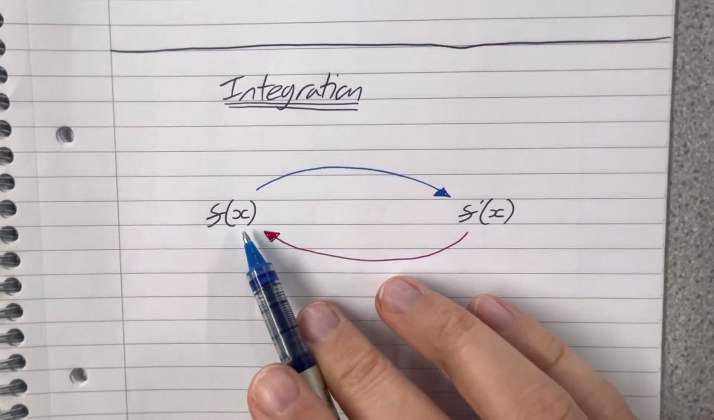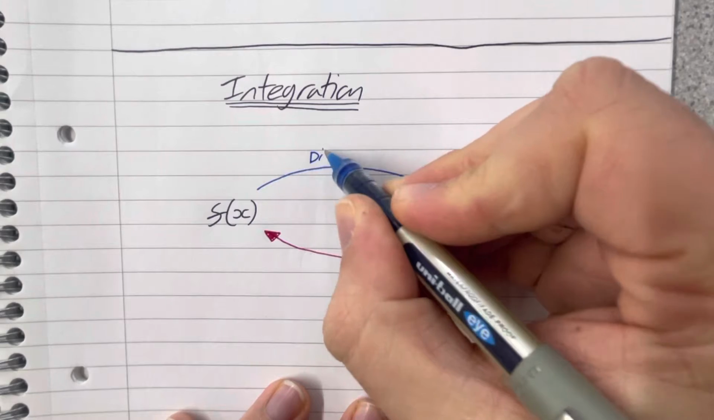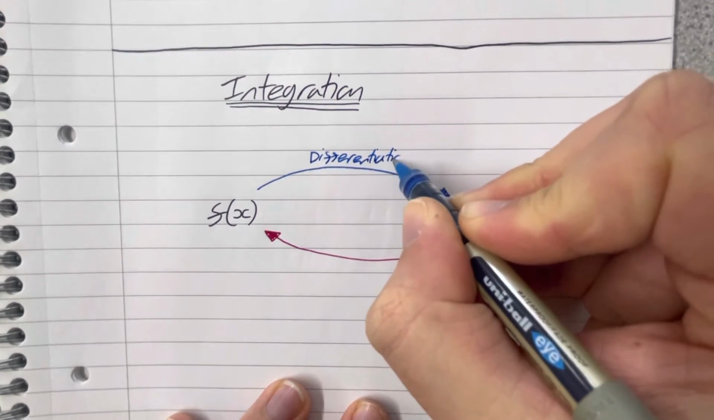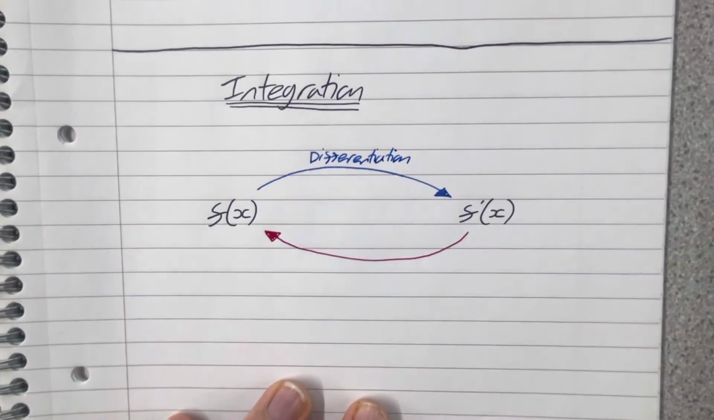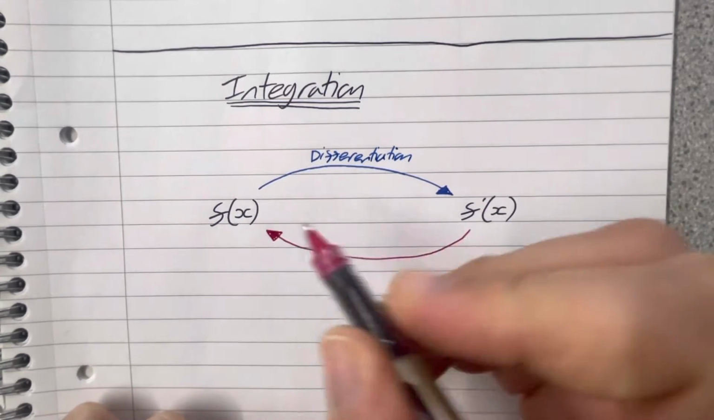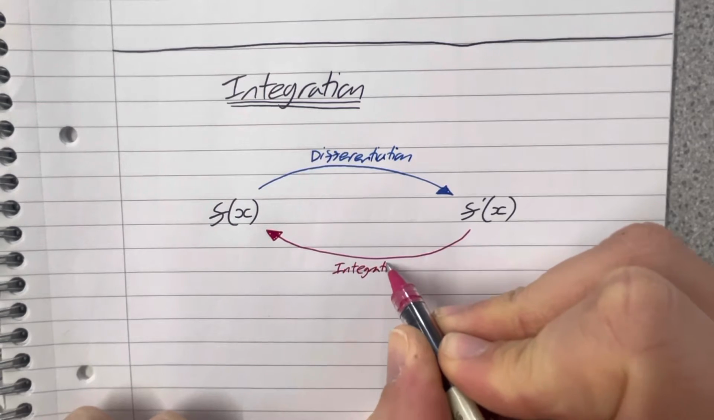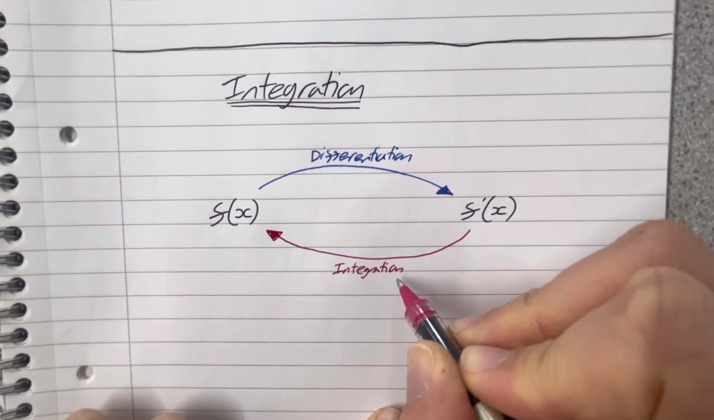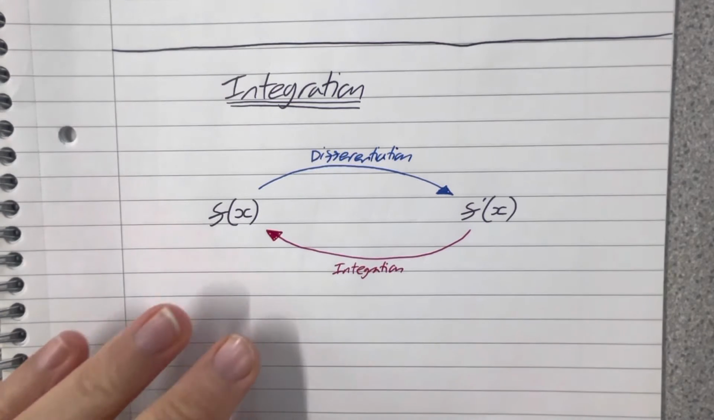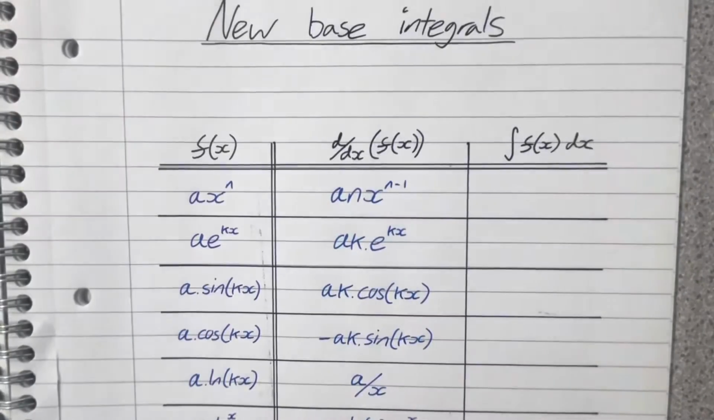Just to remind you, to get from f of x to its derivative function, we use differentiation. I've just finished my topic on differentiation, so there are lots of videos on my channel on that. But if we want to go from the derivative function back to the original function, then we use the inverse process, which is integration. So integration is the opposite of differentiation. I'm going to use that premise to start with some basic integrals.